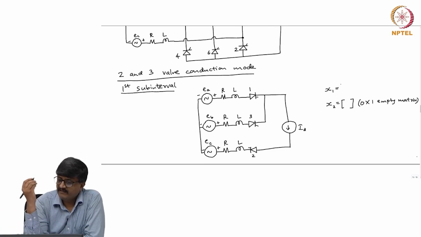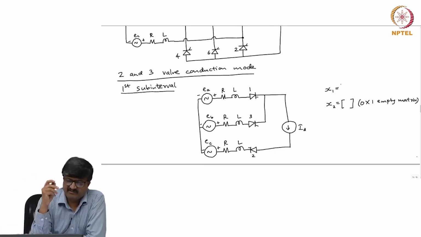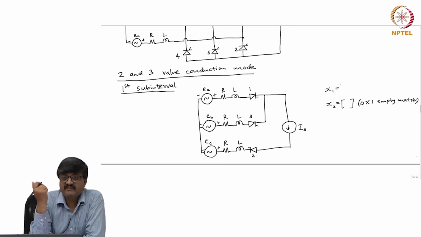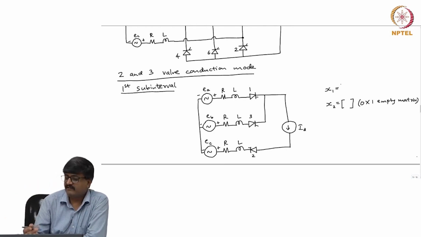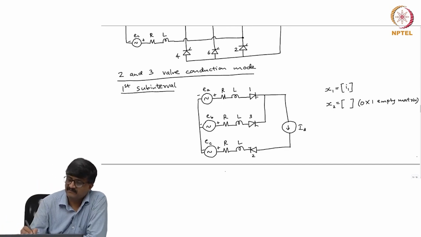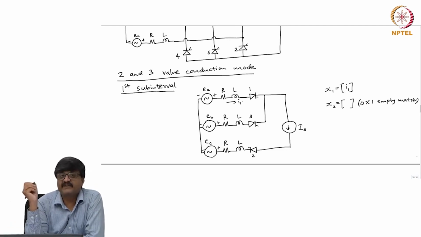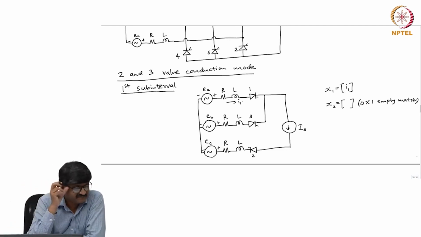If it has only one element, which is that element? Going by our assumption, it is the current through the outgoing valve. The outgoing valve is valve 1. So, it is I 1. So, the current I 1 is the element of the state vector x 1.